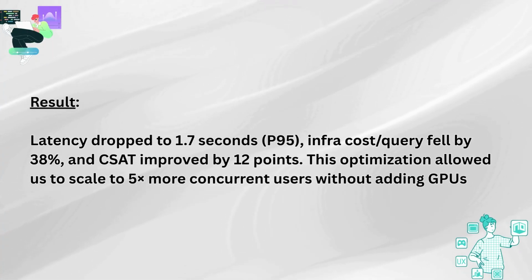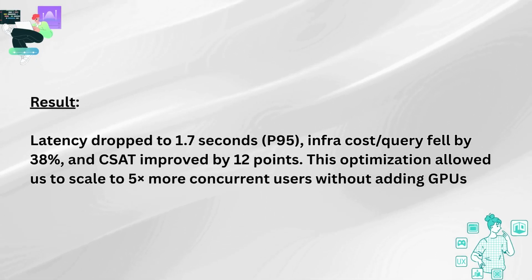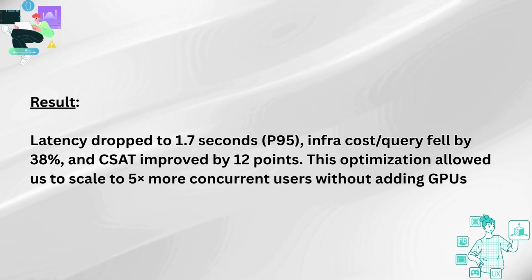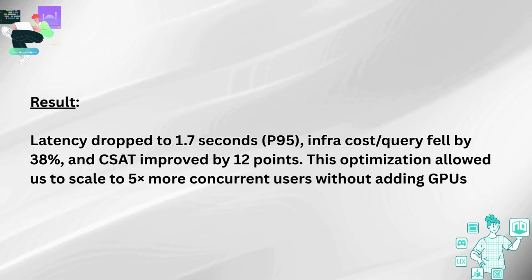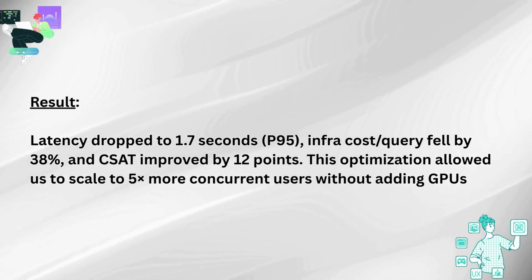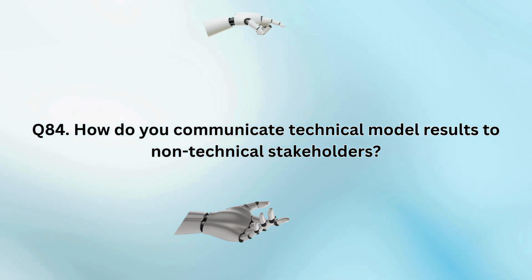Result: latency dropped to 1.7 seconds P95, infra cost per query fell by 38%, and CSAT improved by 12 points. This optimization allowed us to scale to 5 times more concurrent users without adding GPUs. How do you communicate technical model results to non-technical stakeholders?